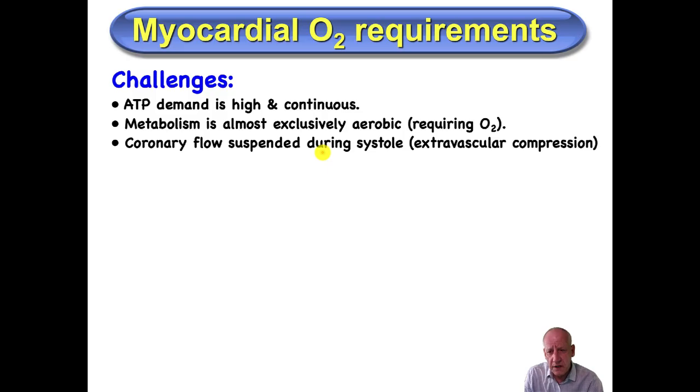The coronary circulation has evolved to meet several challenges. First of all, as we mentioned, the heart's demand for ATP energy is high and continuous. Second, metabolism is preferentially aerobic through beta oxidation of fatty acids, and this requires a lot of O2. And third, as we will see, coronary flow is suspended during systole by extravascular compression.